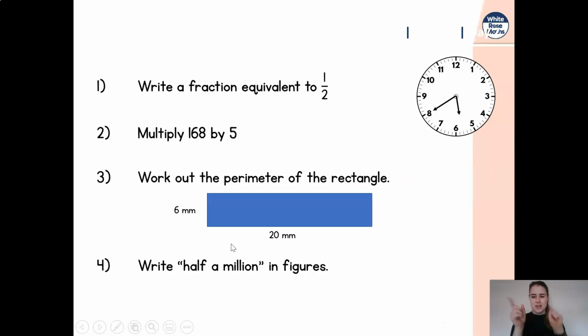But before we do that, let's warm your brains up. So we're going to focus again on some of the multiplication and division from our last unit. Set yourself a 5-minute timer and have a go at these questions. Off you go.